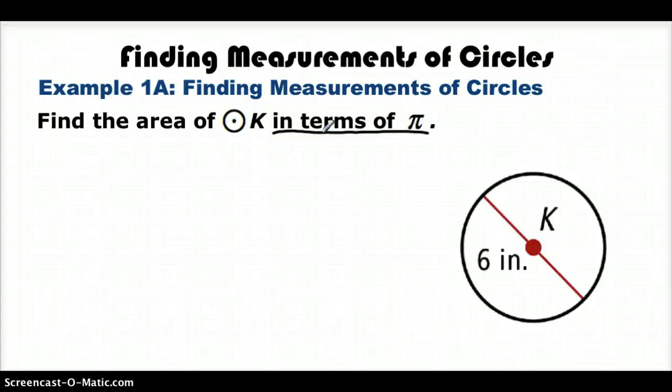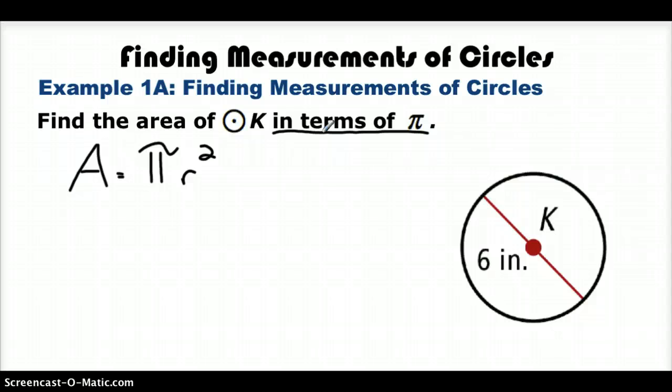So remember, the area of a circle is going to be equal to pi times the radius squared. Now, something that's important to remember is that we always want to write our formula out first. So let's look at what they actually give us here.